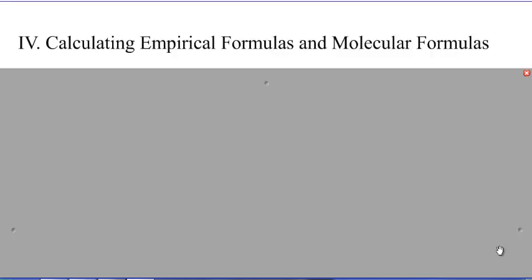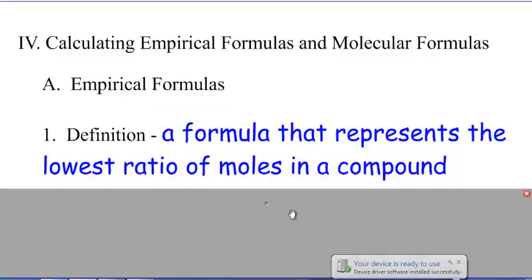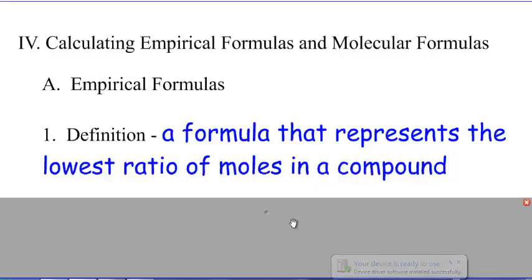This lesson corresponds with Roman numeral 4 in the Unit 8 notes packet, calculating empirical formulas and molecular formulas. Today specifically we're going to start with empirical formulas. An empirical formula is a formula that represents the lowest ratio of moles in a compound.